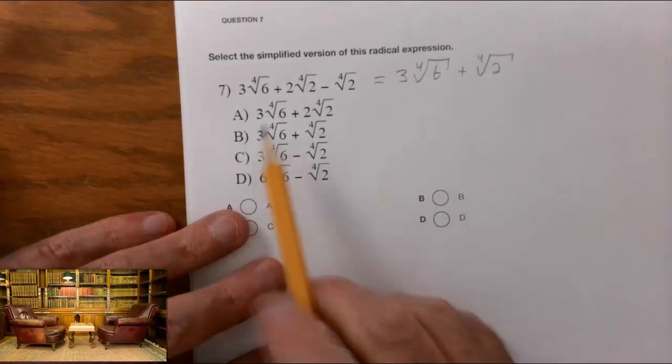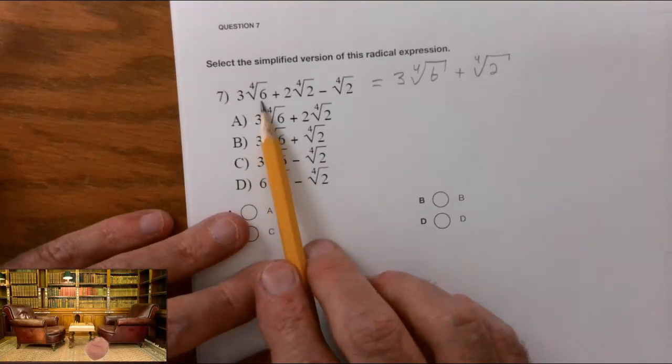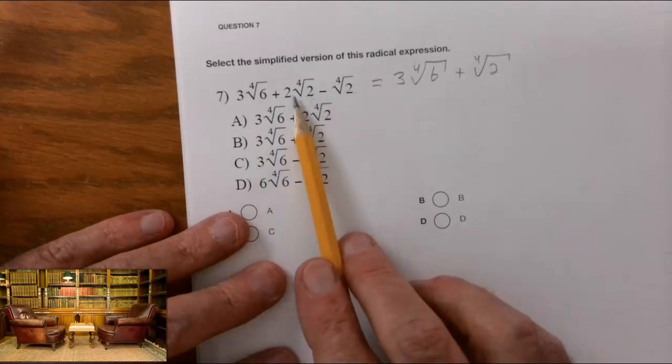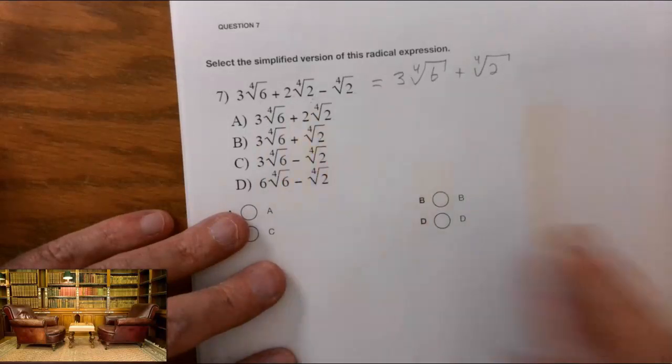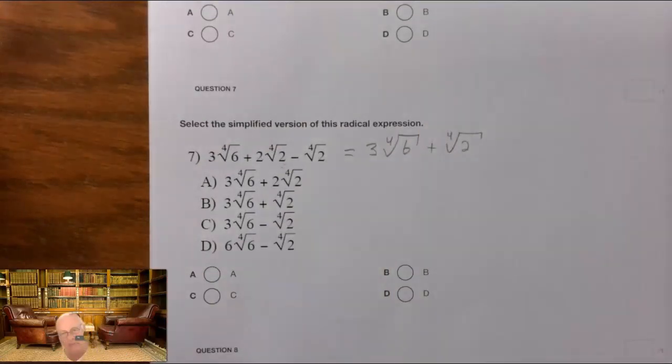All right, number 7. And this is the fourth root. Again, there's a 6 here. And there's 2 2's here. 2 fourth roots of 2. We'll put those together. 2 minus 1 is just 1. All right. This one, there's nothing to combine. Just leave it alone.